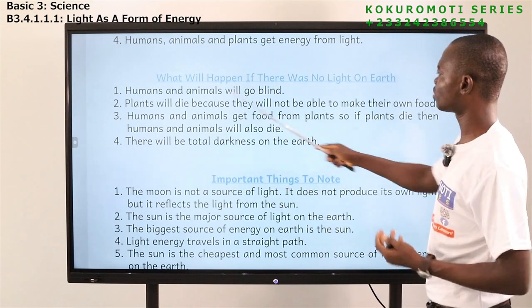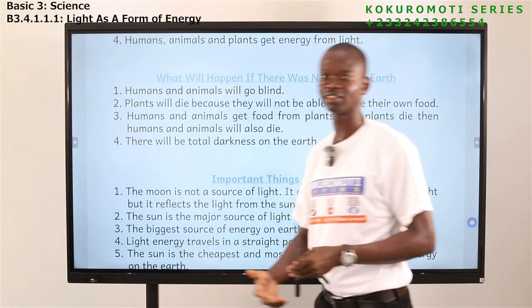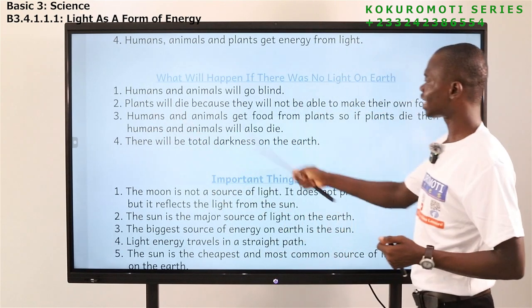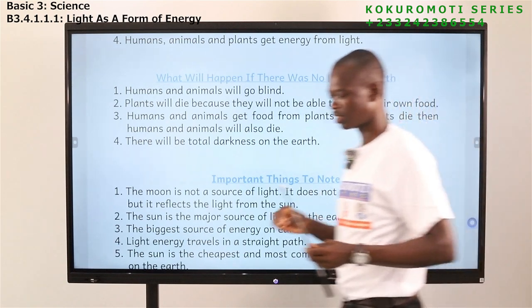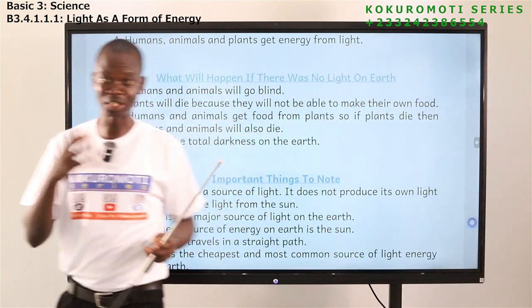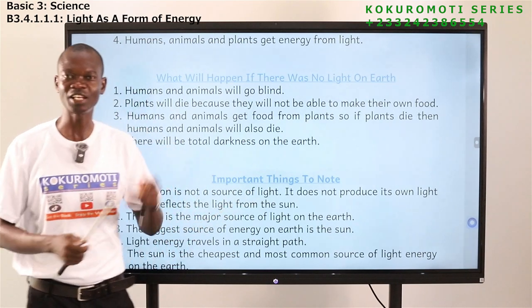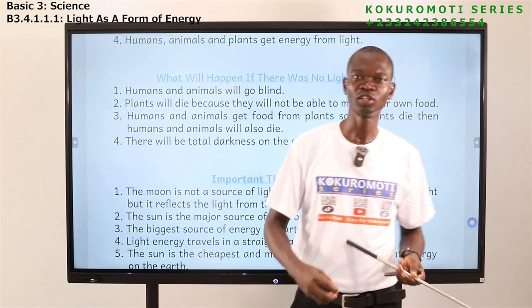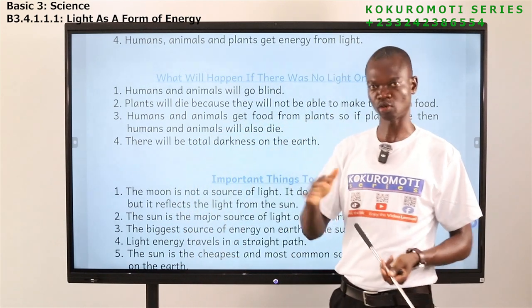Number one, humans and animals will go blind. So because we cannot see, you go blind. Yes, you go blind because we cannot see. Two, plants will die because they will not be able to make their own food. Yes, if you don't eat, you will die. Human beings, if you don't eat, you will die. Animals too need food. So how do they get food? They get food with the use of what? Light. So if there is no light, they will not get food and they will also what?